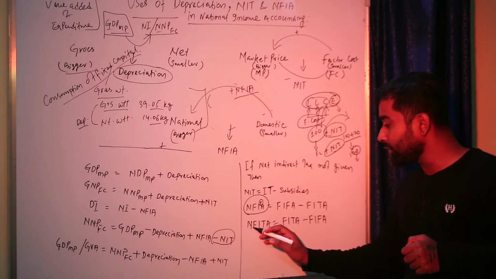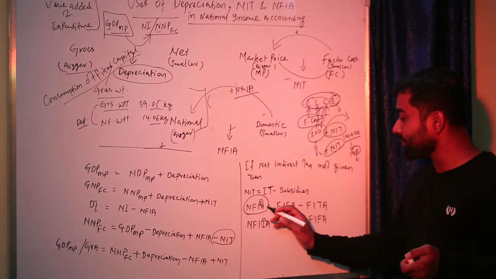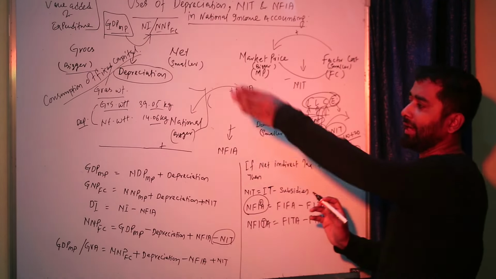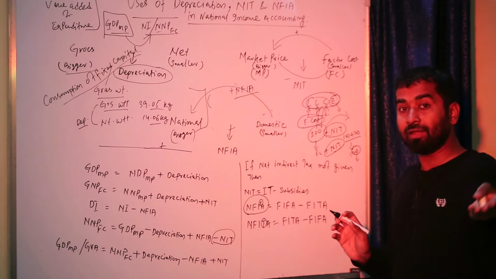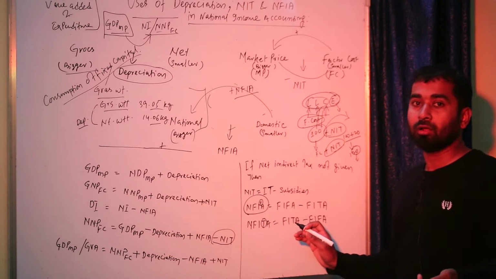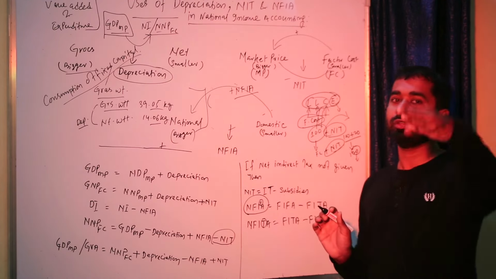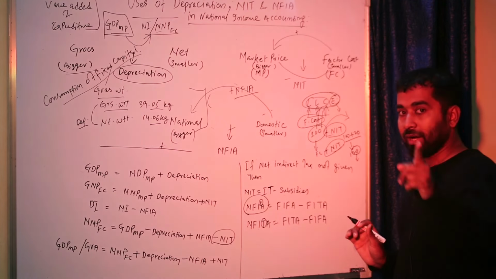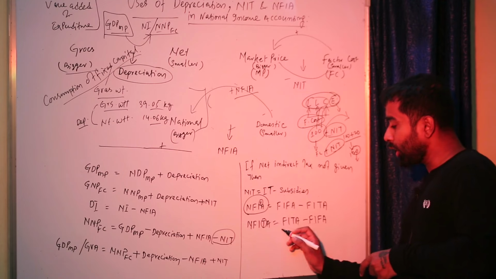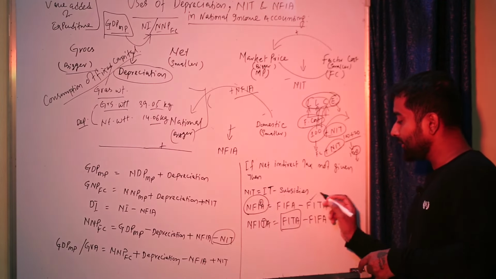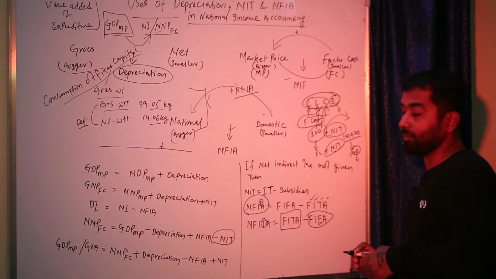Sometimes NFIA, net factor income from abroad, is not given. Instead, you are given net factor income to abroad. Wherever we have seen adding net factor income from abroad, if you are given net factor income to abroad, just do the opposite. That means subtract it. In place of add, you should subtract. But if you are calculating net factor income to abroad, you should do the opposite, that is FITA, factor income to abroad, minus factor income from abroad.